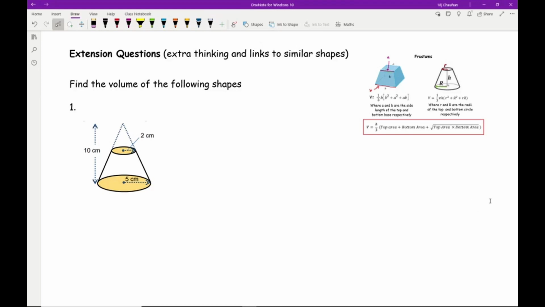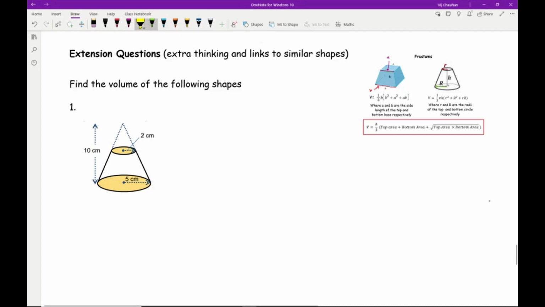Now in this we're looking at a conical frustrum, so the first thing we need to do is, well, we can't use the formula without working out the height of this frustrum. So the first thing we need to spot is the fact that the two cones that we've got, either the top cone and the full cone, are similar shapes.